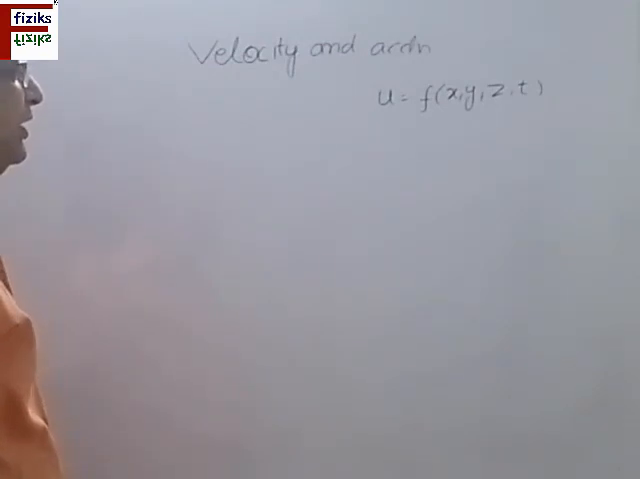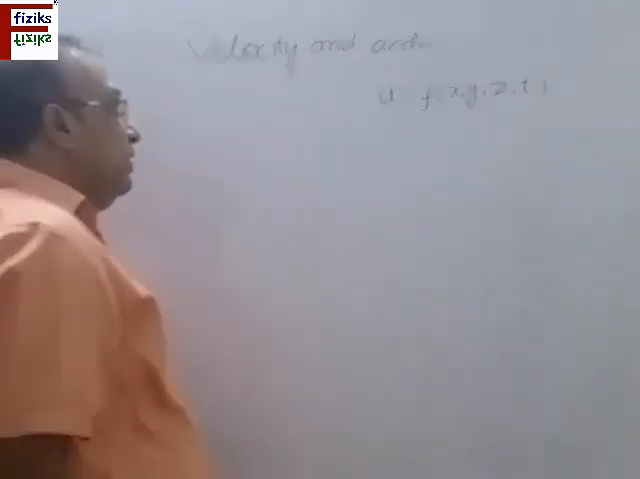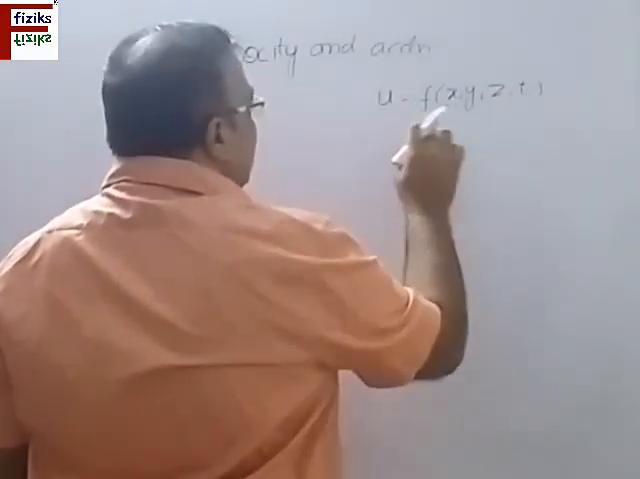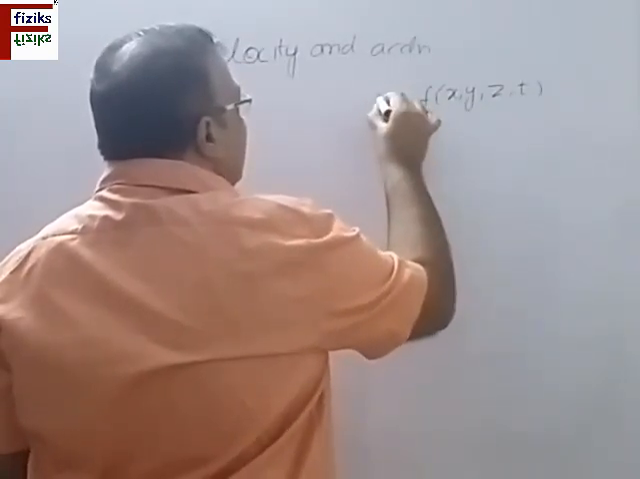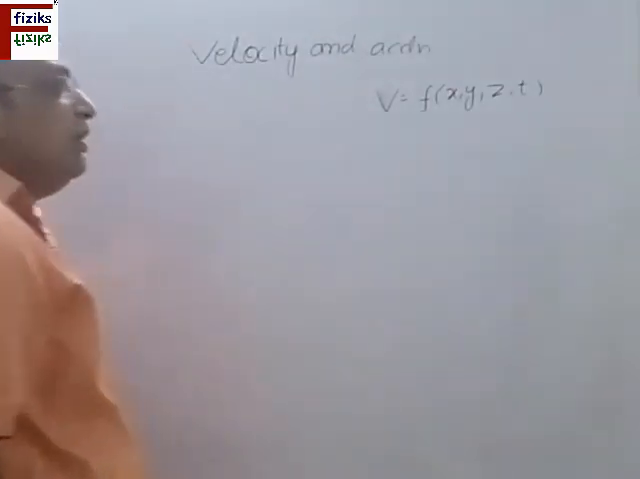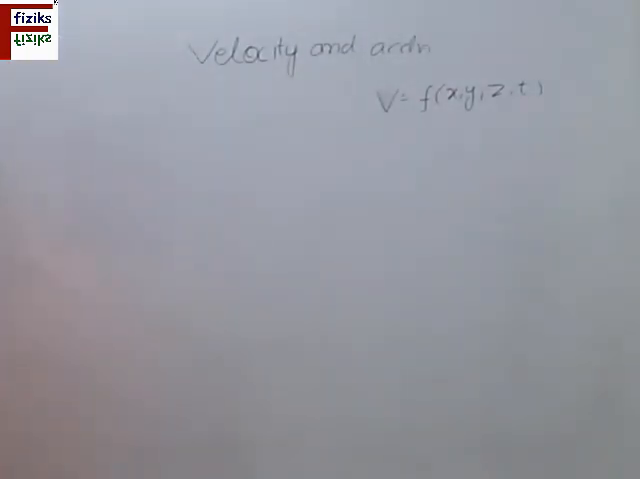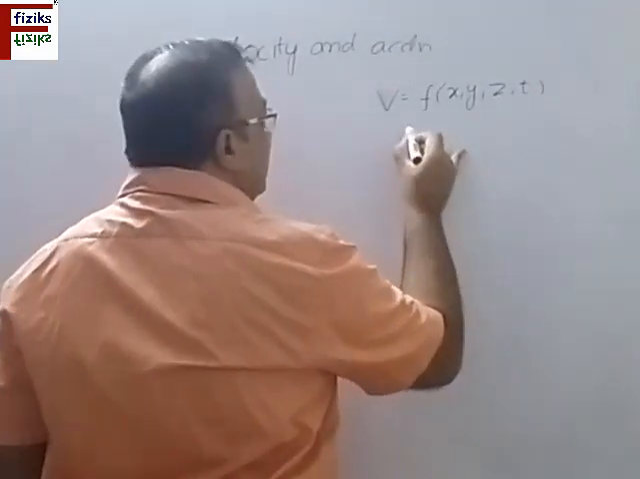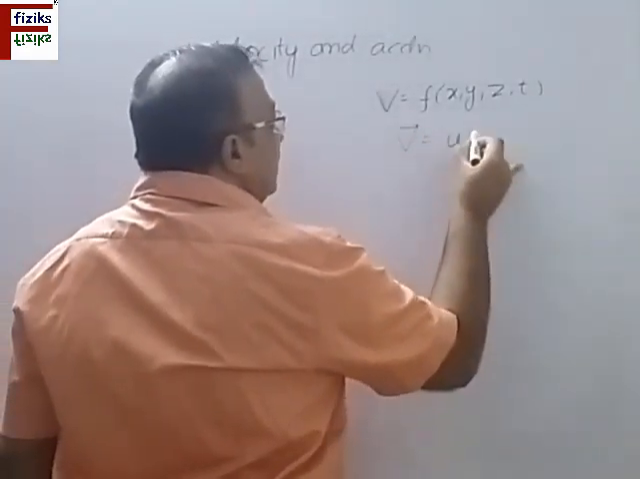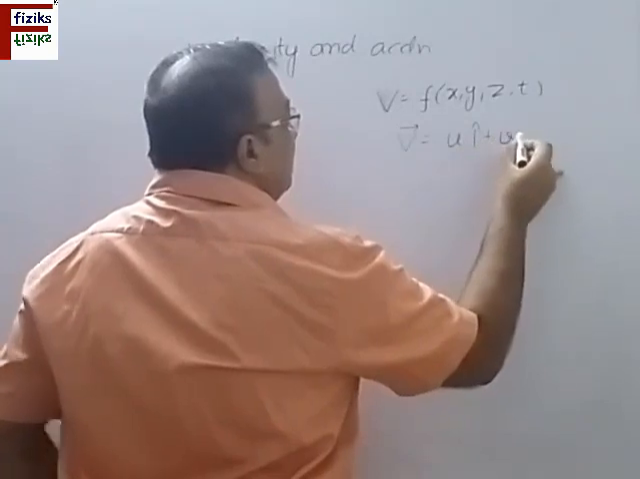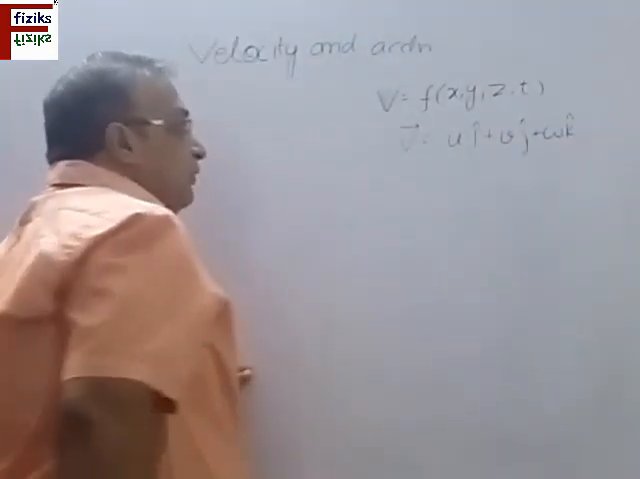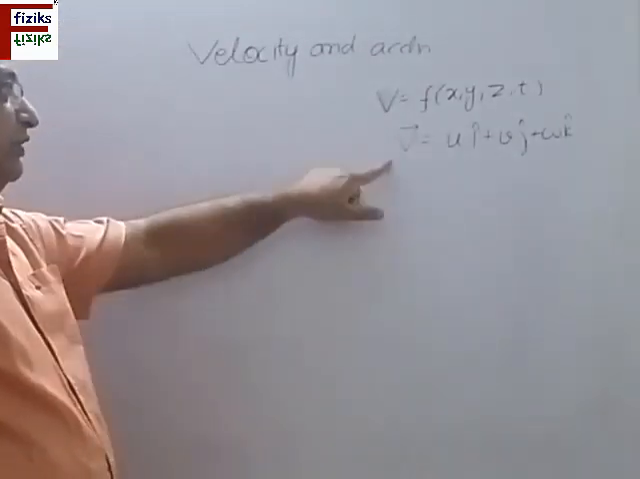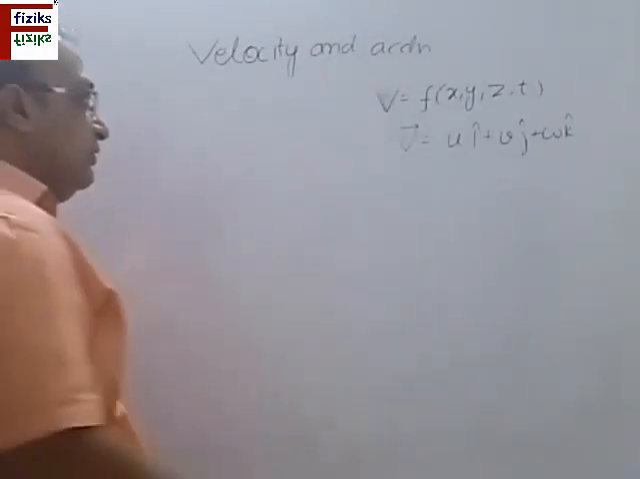So u, that is the velocity component of the fluid. So this is equal to this. Suppose let me take this as V in place of u. V is the total velocity of the fluid at any time. It is having three components. I can write V is equal to ui plus vj plus wk. u, v, w are the components of the velocity V in three directions.